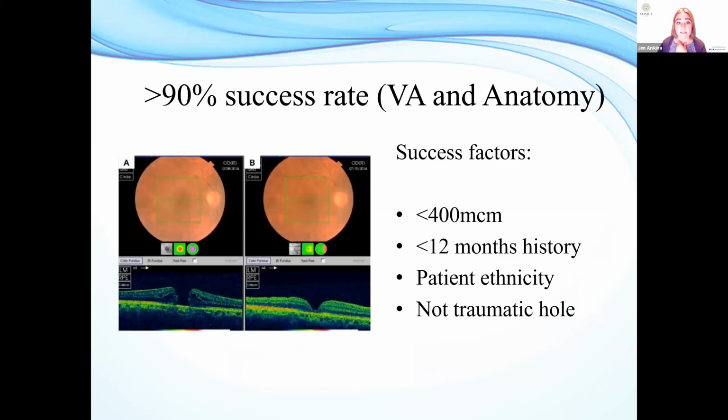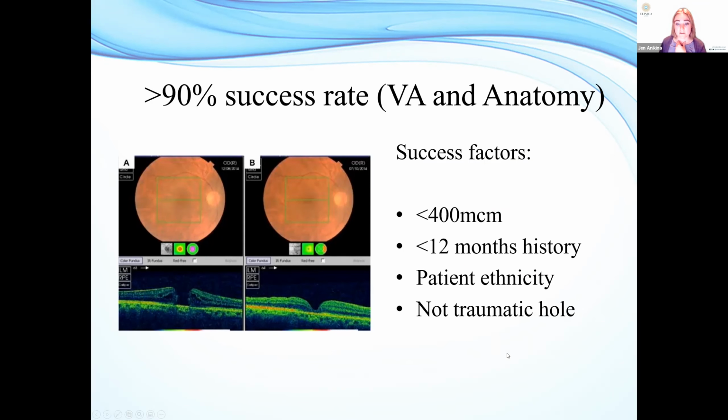The reason for that is there's an over 90, probably over 95% success rate, both in terms of improving vision and improving anatomy, if you operate on macular holes of less than a year's duration. The success factors also depend on the size, less than 400 microns. That's again related to time, because the longer-standing ones are usually bigger. Less than 12-month history, and patient ethnicity.